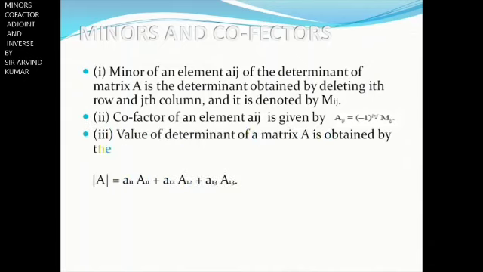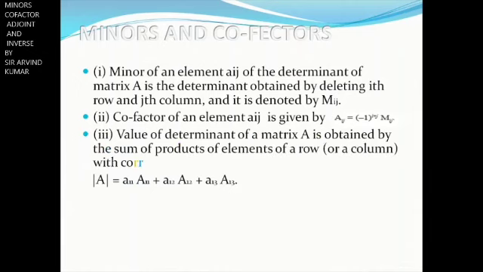Now the value of the determinant of a matrix A is obtained by the sum of products of elements of a row or column with the corresponding cofactors. For example, determinant of A is equal to a11 into A11 plus a12 into A12 plus a13 into A13. Here capital letters denote the cofactors. You have already discussed this in the very first topic, where we expand along a particular row or column to find the value of the determinant.